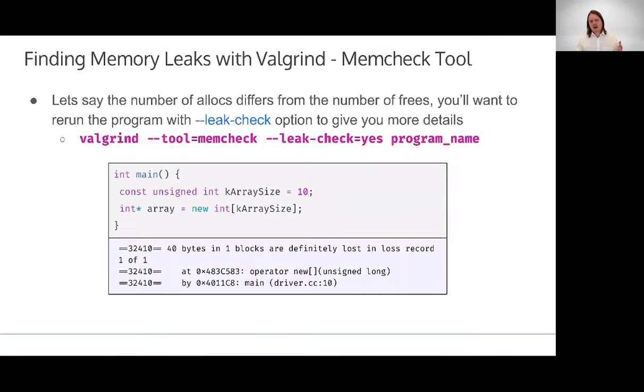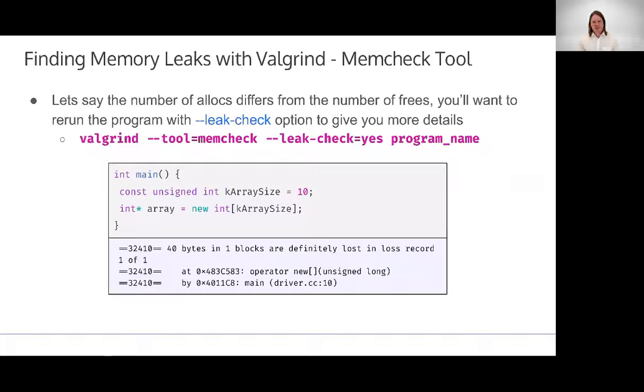Okay, let's say the number of allocations differs from the number of frees. Well, you'll want to go ahead and rerun the program with the leak check option to give you more details about where potentially those leaks are present. So again, you could actually just run it the first time with the memcheck tool enabled. That will be some additional processing behind the scenes, but that's fine. And you're going to specify that what we want to occur here is the leak check. So we'll specify that as a flag to the Valgrind application, and then finish that up with the name of the program that we'd like to run.